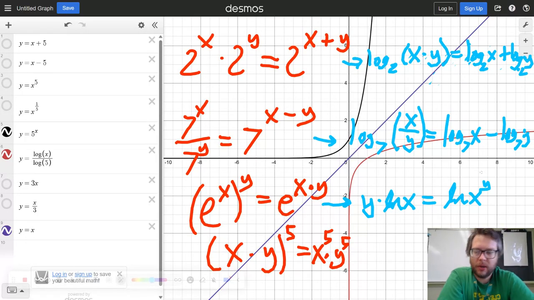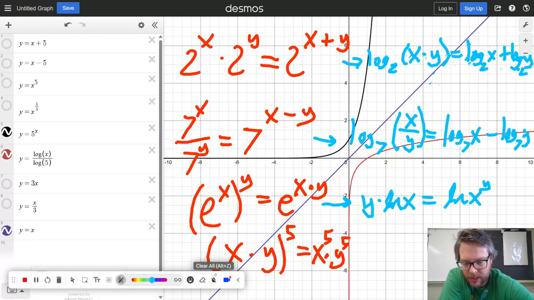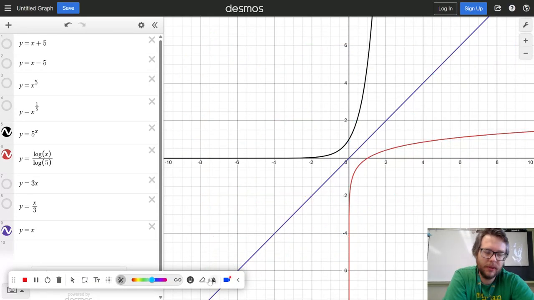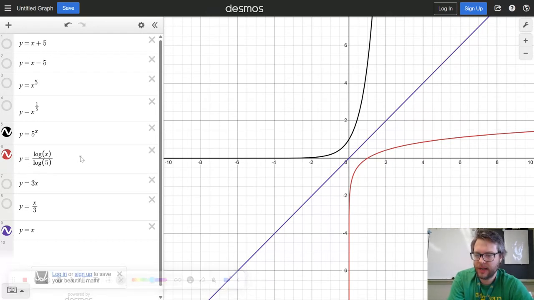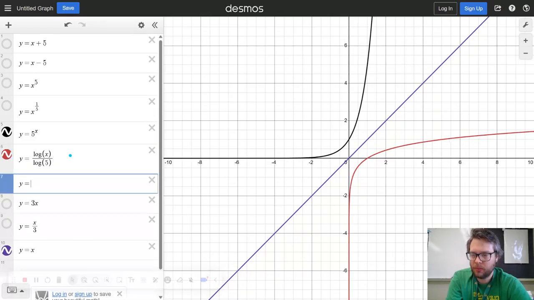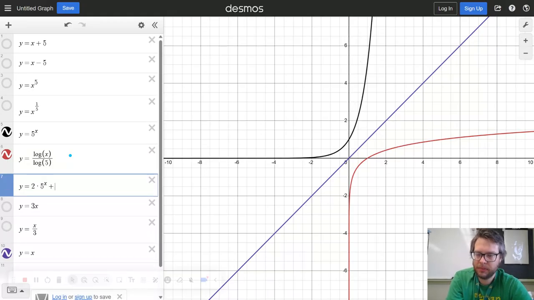Okay. So last thing I wanted to talk about in this video, and in a separate video I'll do a few examples, is looking at the transformations of the graphs. So let's look at our original graph, y equals 5 to the x, and then let's transform it. So let's say I had a new graph that was y equals 2 times 5 raised to the x plus 1.